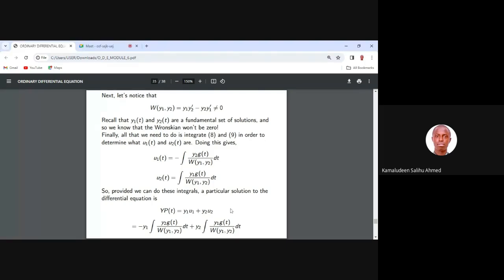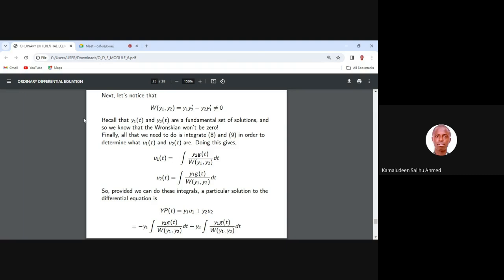Okay. So when do we say that a linear combination or a linear expression is linearly independent? It is when you take the matrix and find the determinant, and the determinant is not equal to zero. But when the determinant is equal to zero, that is linearly dependent. So we are going to use the Wronskian.